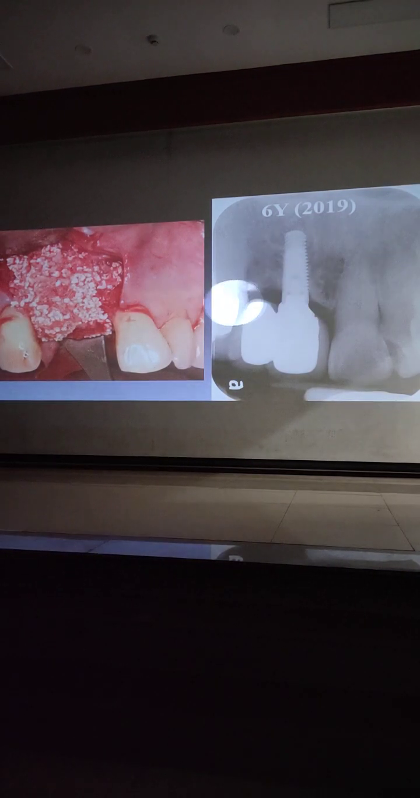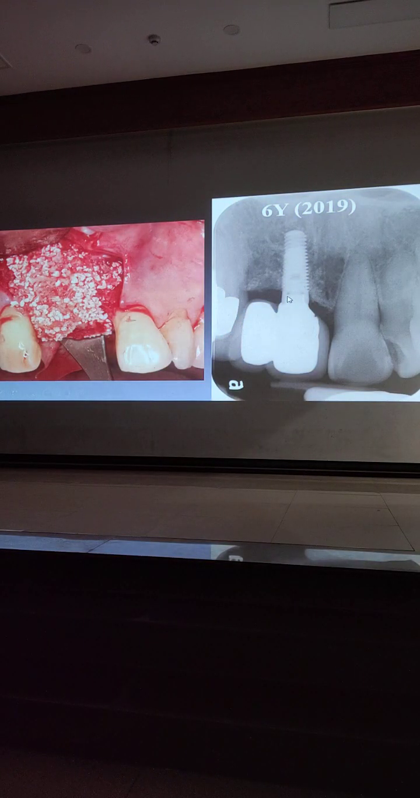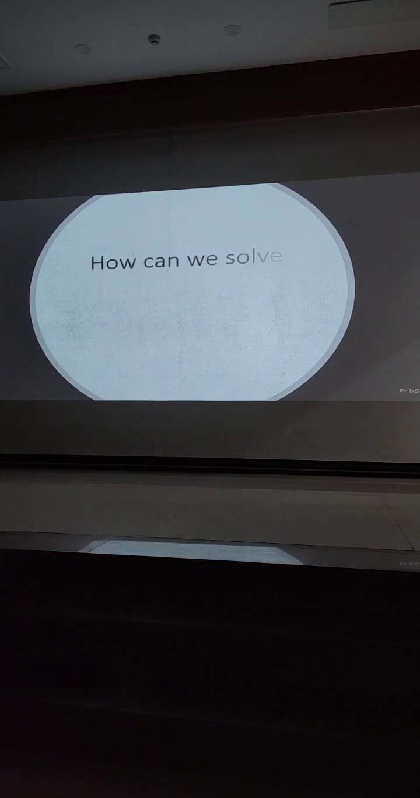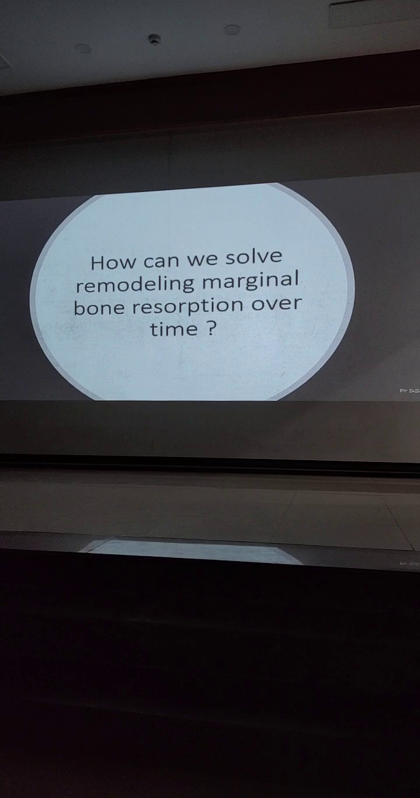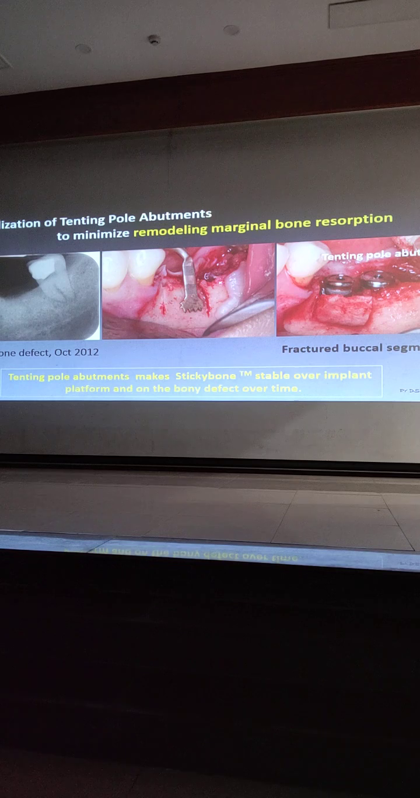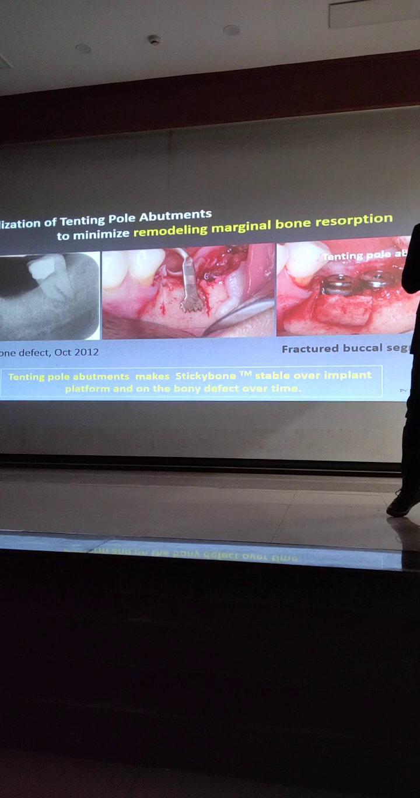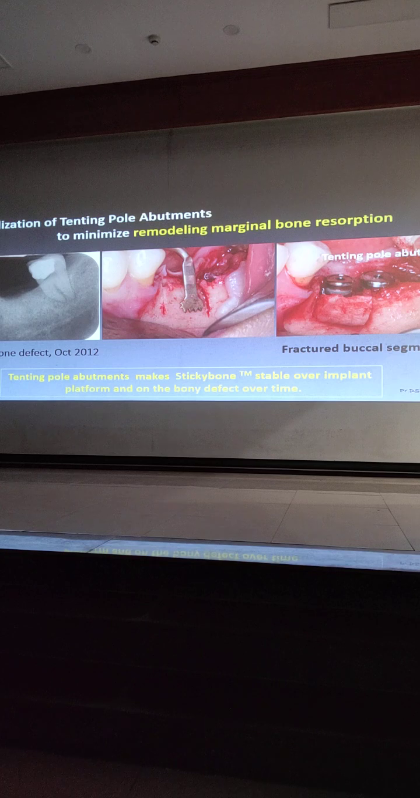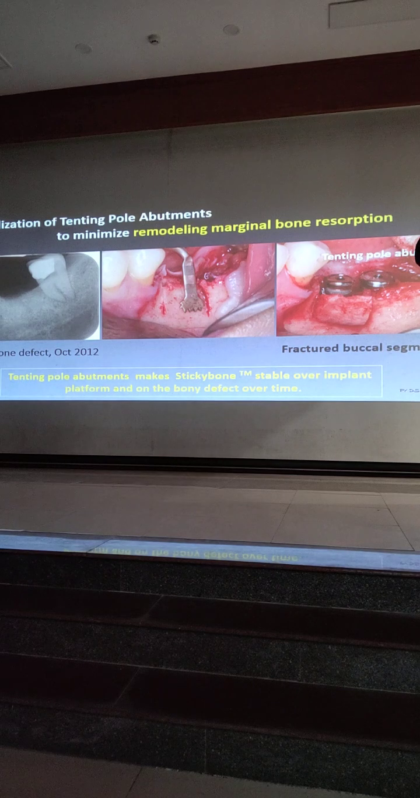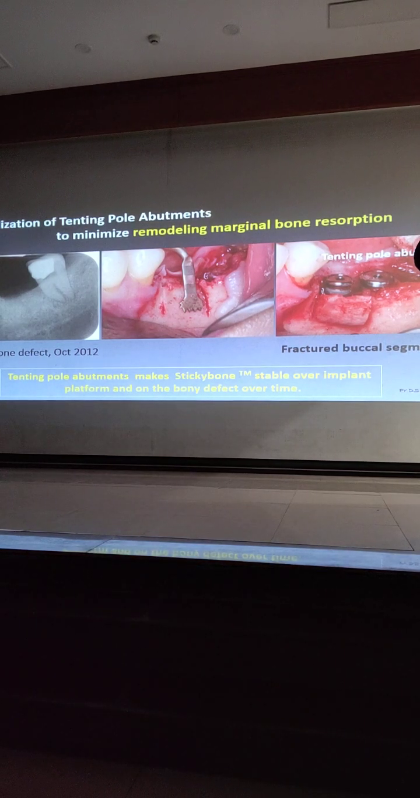How can we prevent remodeling marginal bone resorption? How can we solve remodeling marginal bone resorption over time? So I started to use the tenting pole in order to allow more bone graft over the implant platform, and in order to reduce future marginal bone resorption over time.